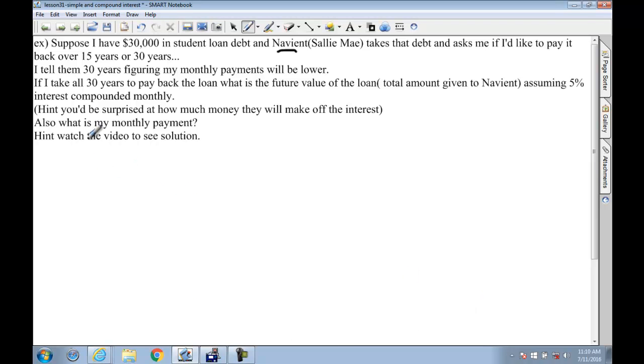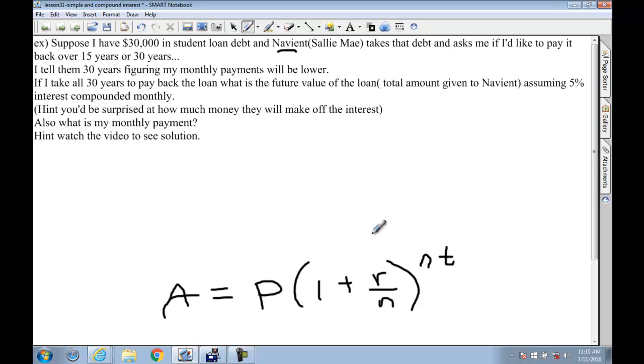Okay, so let's first start off with the formula. Oops, sorry, my pen's being fussy. So A equals P times 1 plus R over N to the NT. Always just start off by reciting your formula, and then just fill in the blanks. So I have $30,000 worth of debt, so P for principal is $30,000. And then 1 plus, my interest rate is 5%, so that's going to be 0.05 as a decimal.